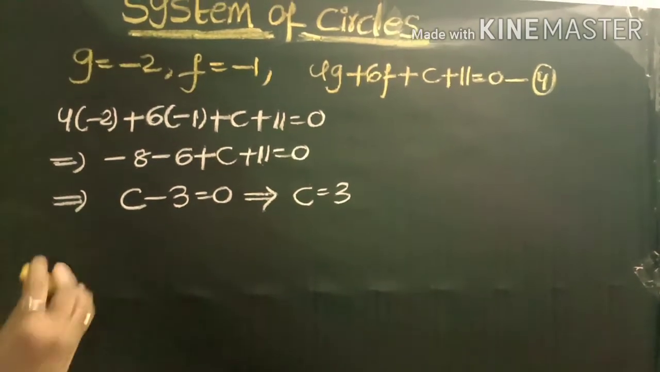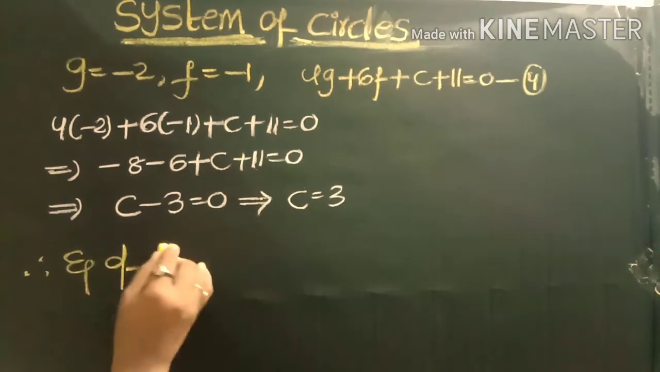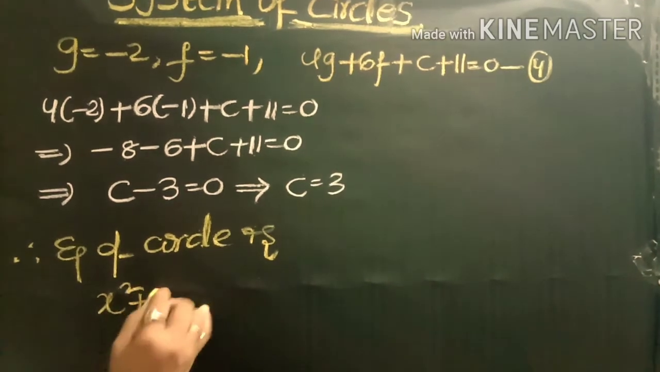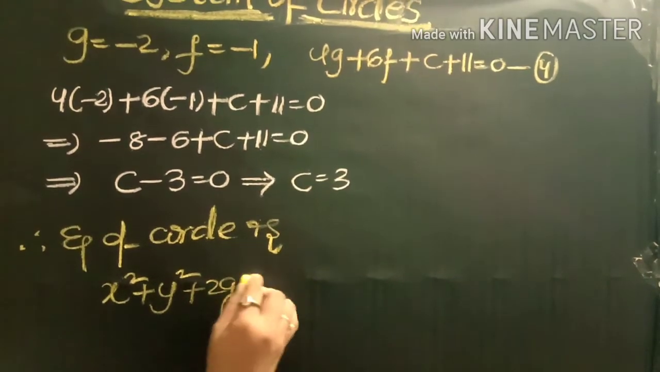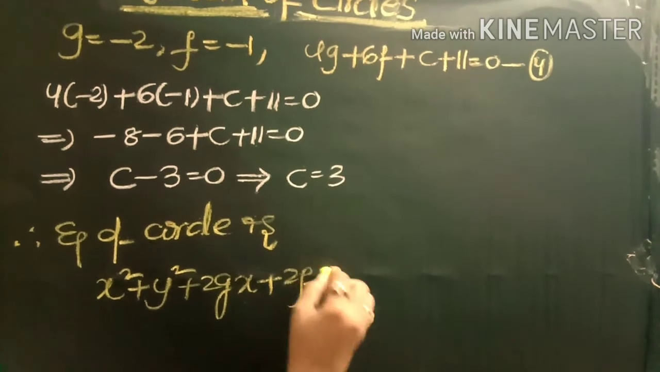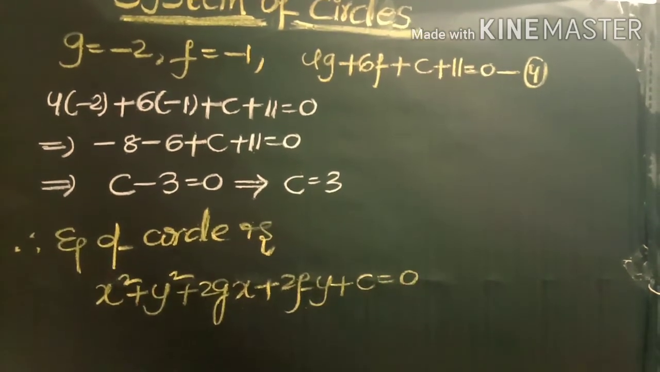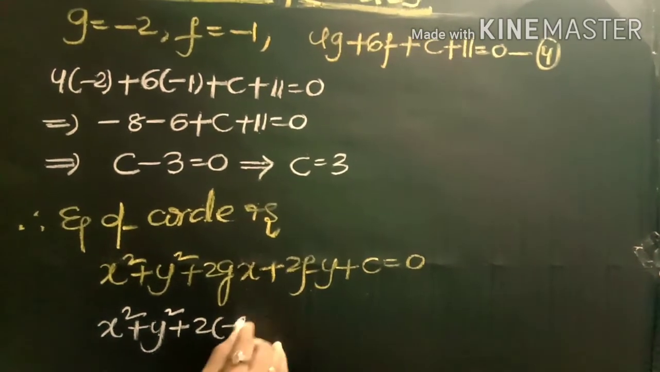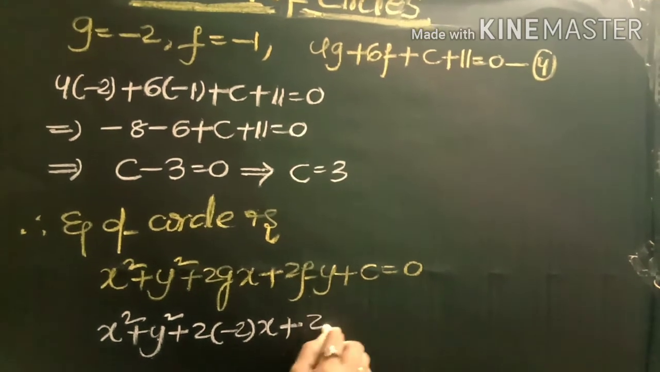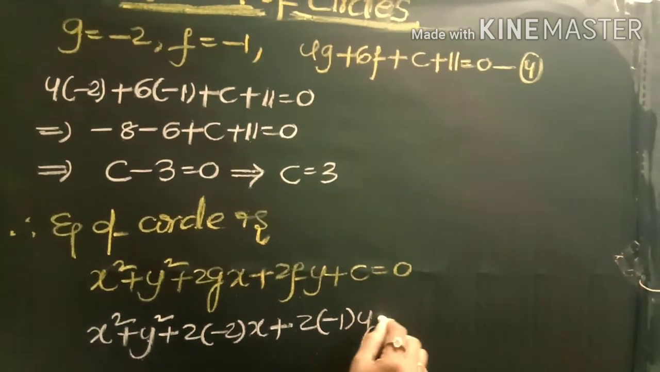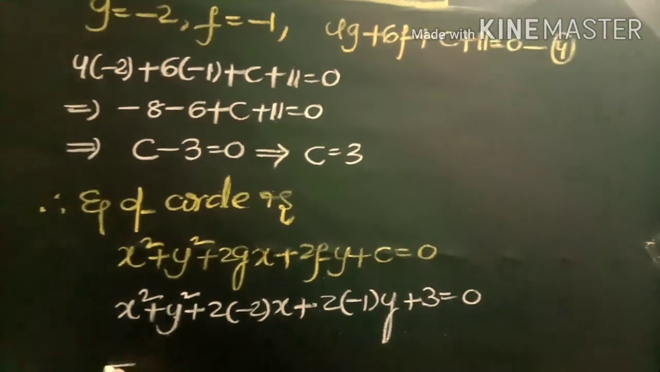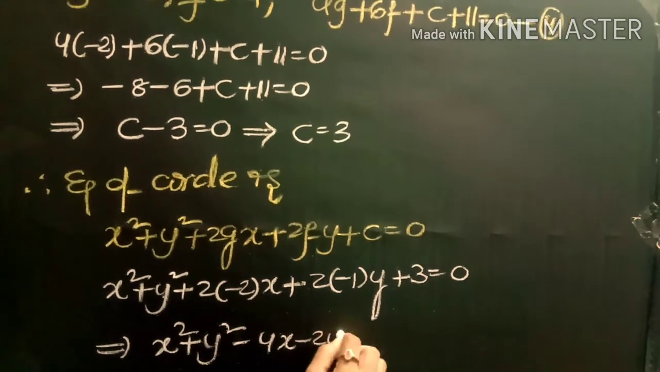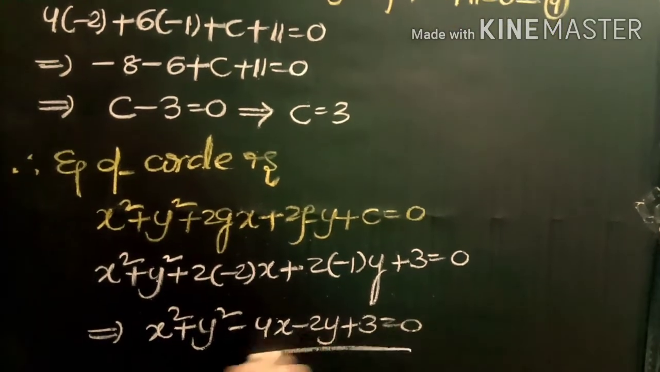Therefore the equation of the circle is, now we are replacing these three values in the circle equation x square plus y square plus 2gx plus 2fy plus c equals 0. Replacing the values, x square plus y square plus 2 into minus 2 into x plus 2 into minus 1 into y plus 3 equals 0, which implies x square plus y square minus 4x minus 2y plus 3 equals 0, which is the required answer.